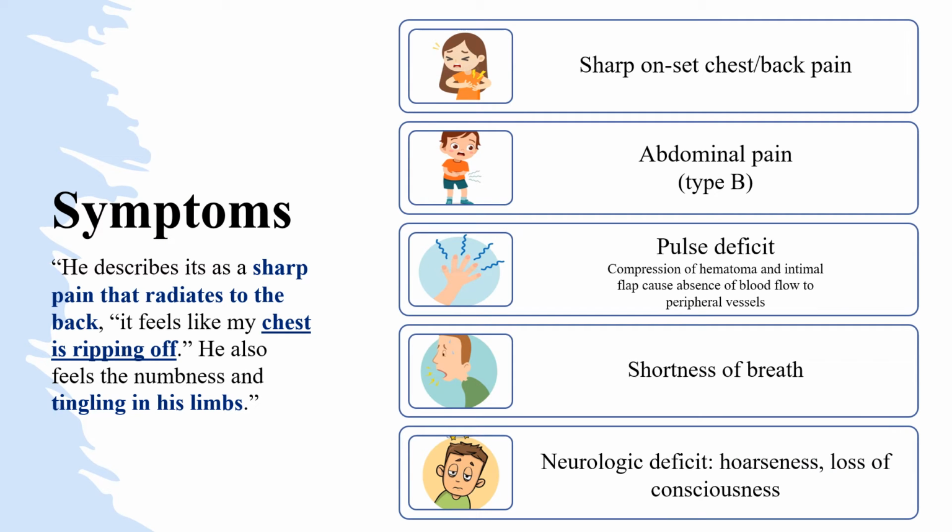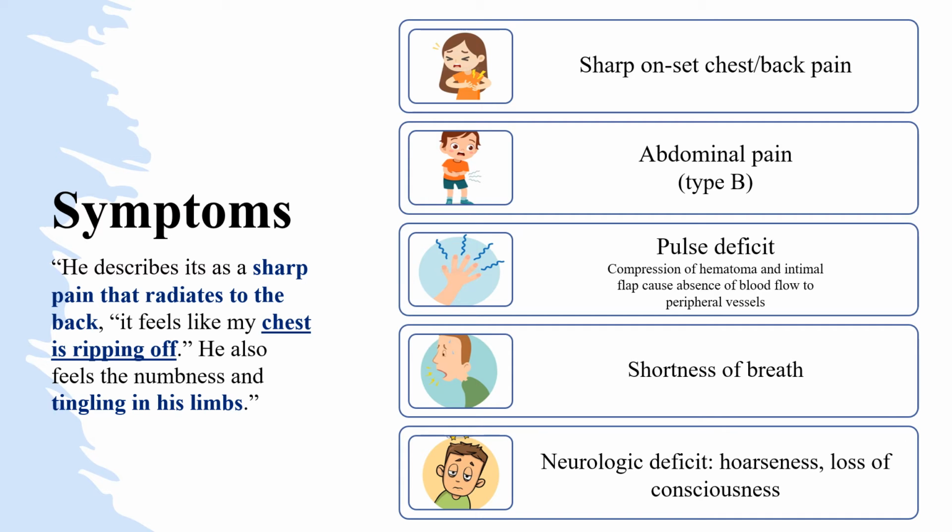Here are some of the symptoms that a patient with aortic dissection might experience. The most common one is sharp onset chest or back pain. Like the man in the beginning, most patients complain about extreme chest pain that makes them feel like their chest is ripping up. And for type B aortic dissection, which involves the descending aorta, the patient may experience abdominal pain.